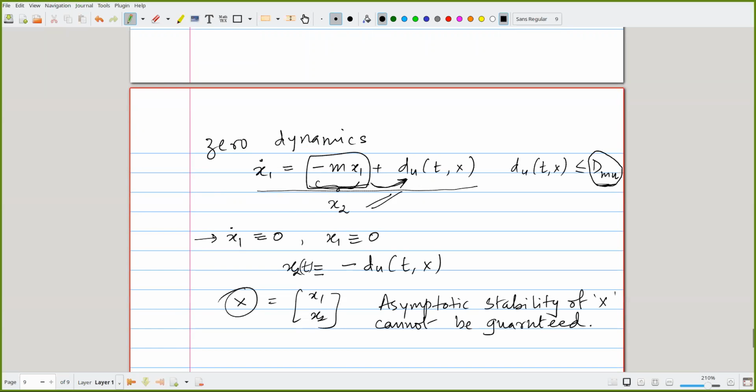Yes. The control is designed in a way that x2 will track du. So the control is such that it will make this x2 state track the disturbance so that the x1 state can go to zero. Maybe his confusion is because we don't know the du, and maybe we have to have some estimator, right? An observer. Yes, correct.